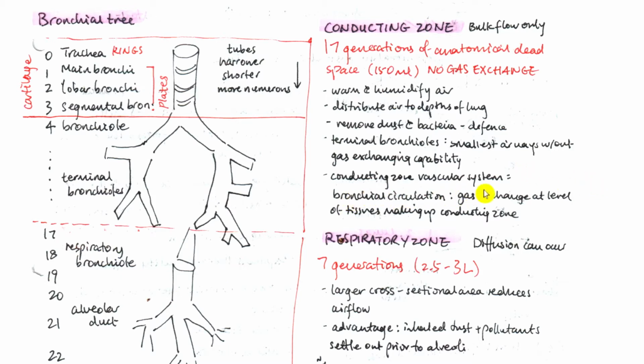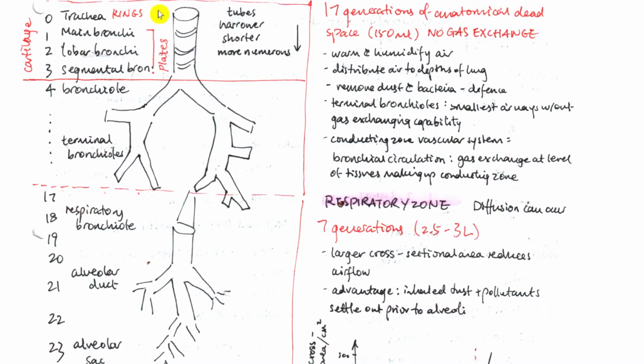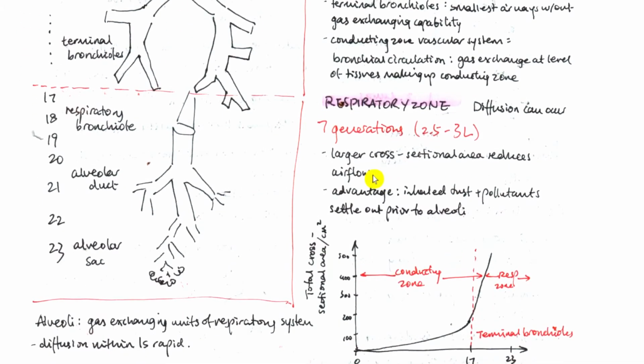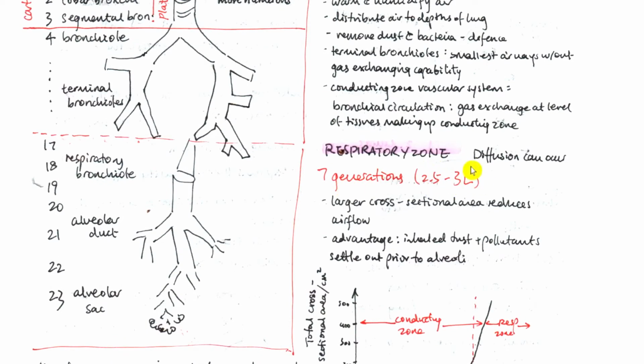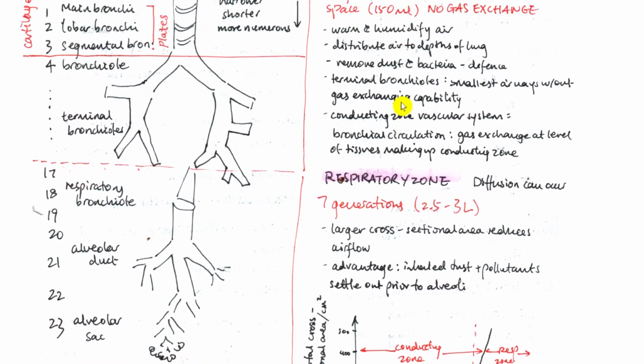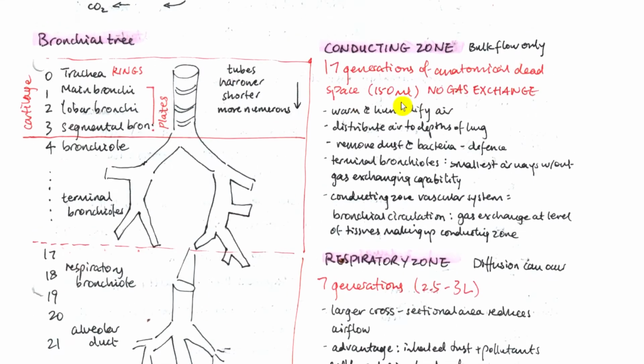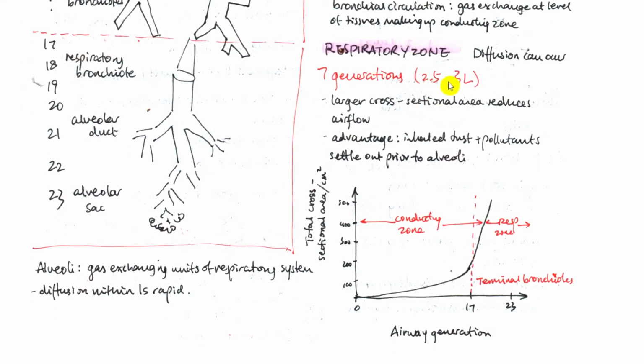The conducting zone vascular system has a bronchial circulation, which allows gas exchange at the levels of the tissues making up the conducting zone. So this has its own blood supply. Now, the respiratory zone is the last 7 generations, and this is a lot more voluminous than the anatomical dead space or the first conducting zone. So this has around 2.5 to 3 litres of volume. This is where diffusion occurs and where your gas exchange happens, so where oxygen enters the blood from the alveoli and where the carbon dioxide goes the opposite direction.